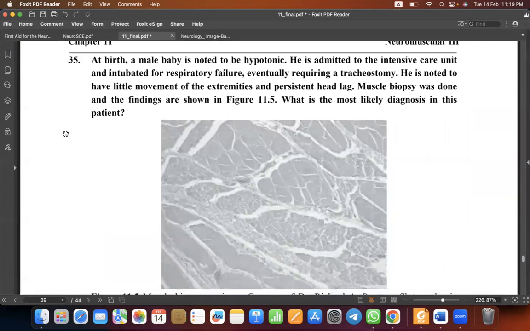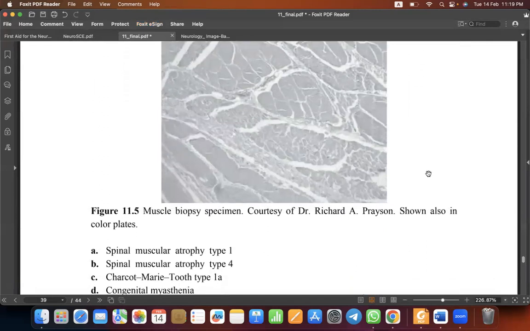Now, this is a very peculiar question. At birth, a male baby is found to be hypotonic. He is admitted to the intensive care unit, has been intubated for respiratory failure, has had a tracheostomy, and is noted to have little movement of the extremities and persistent head lag. Muscle biopsy has been showing this. So what is the possibility?